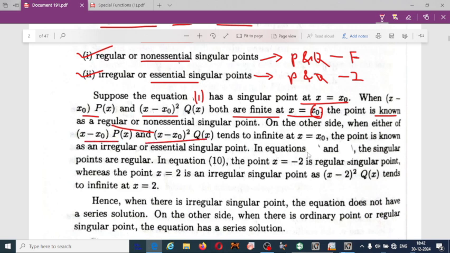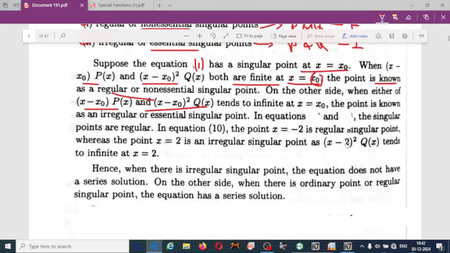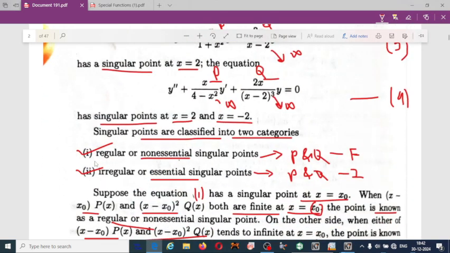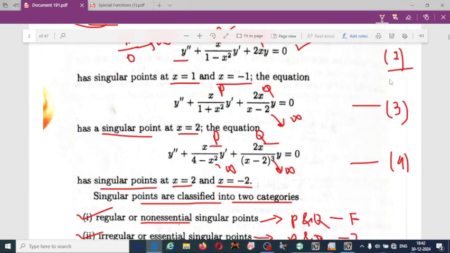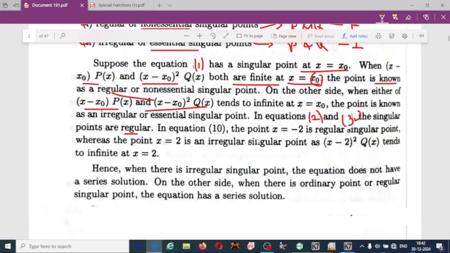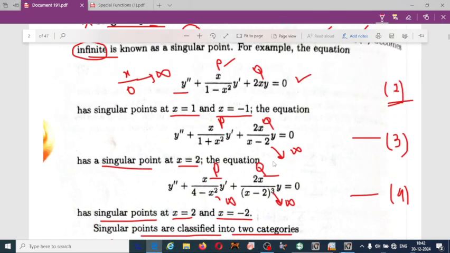Here in equations 2 and 3, the singular points are classified into regular and irregular. In 2 and 3, if you take the singular points, what are they? Regular. Regular is what? P and Q must be finite.